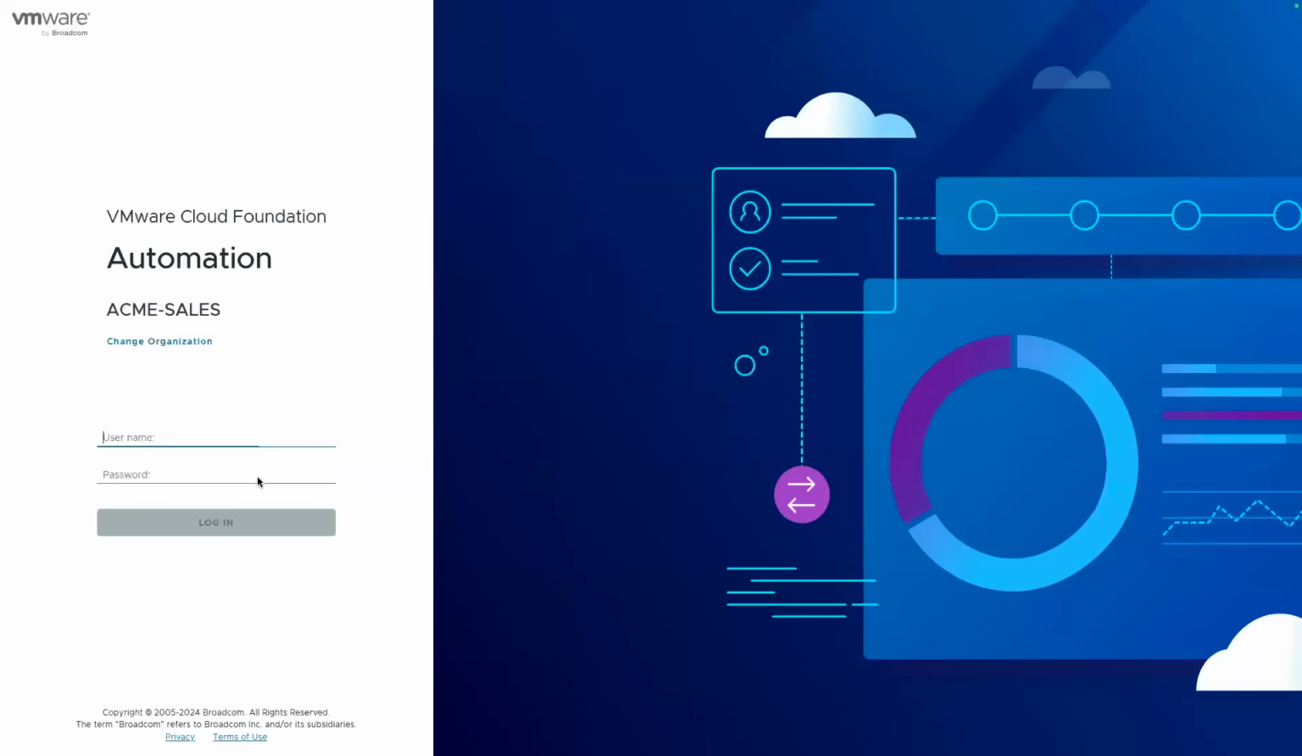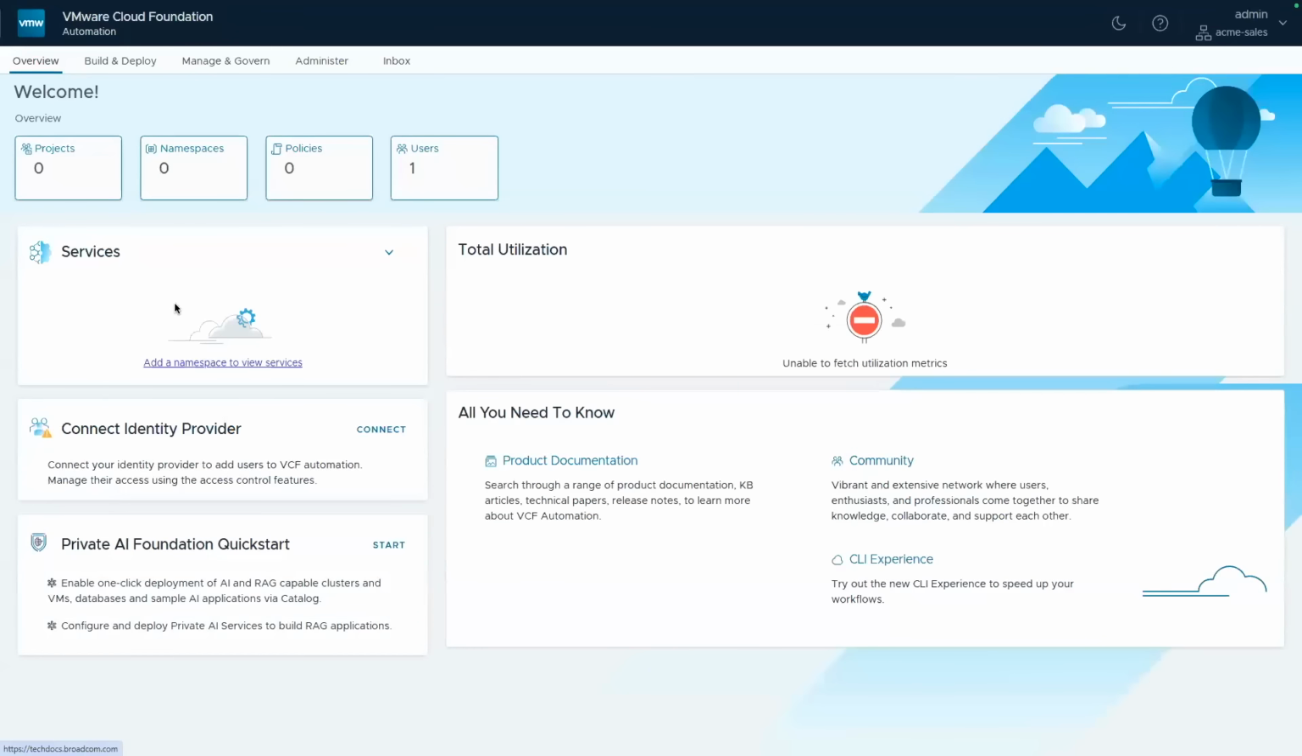All right, well, let's go ahead and get started. I'm going to jump into an organization called Acme Sales, and I'm going to log in here as the organization admin. For the sake of time, I'm going to skip the provider admin experience, but just know that the provider admin set up the networking, the region quota, and the regions to consume resources out of the supervisor for this particular organization. So I'm going to log in as the organization administrator.